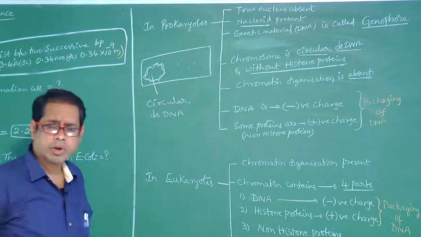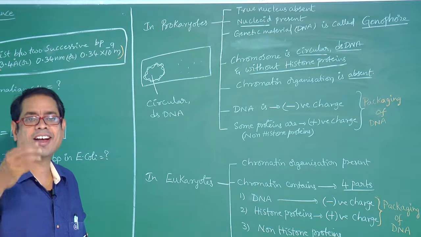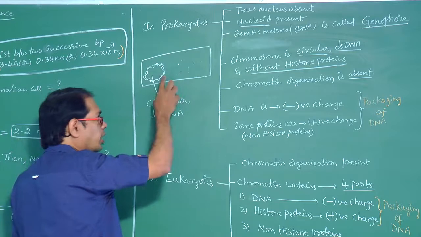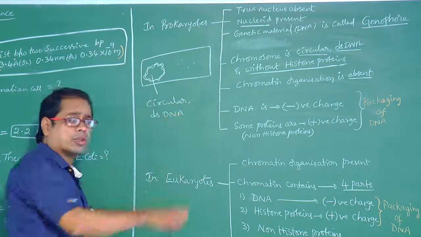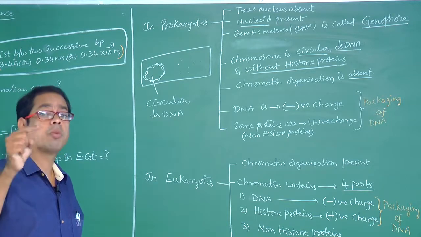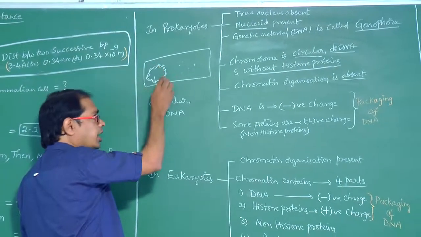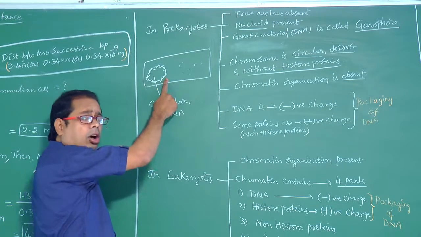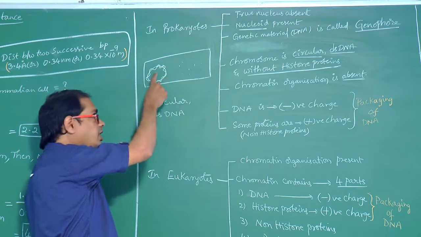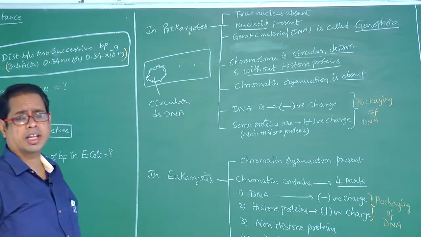Generally, histone proteins are positive charge, whereas in prokaryotes histone proteins are absent. How will it be packed? In the cytoplasm, some non-histone proteins are present. Non-histone proteins are positively charged. So where the genetic material is present, non-histone proteins are present. Those non-histone proteins are positive charge, whereas DNA is negative charge. That's why the DNA is packaged in prokaryotes.